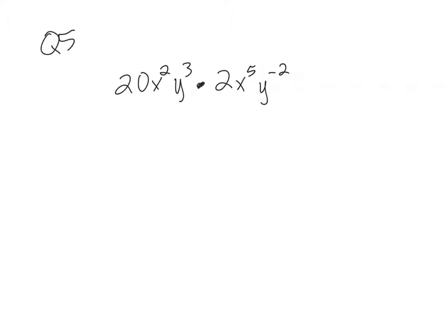Next we have the product rule. In this case, we are multiplying these 2 parts of this expression. So go ahead and multiply your coefficients. Coefficients means the numbers out front. 20 times 2 is 40. Now the product rule for exponents says if the base is the same, like this x is the same as this x, then you add the exponents. So I'm going to add my exponents for my x. So I'm going to have x to the power of 2 plus 5.